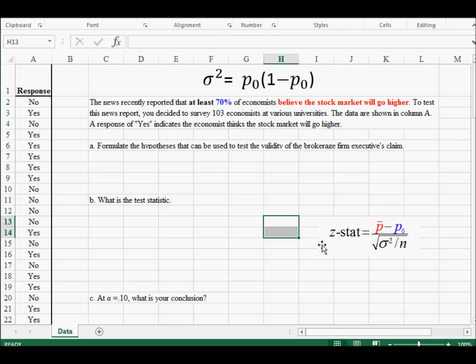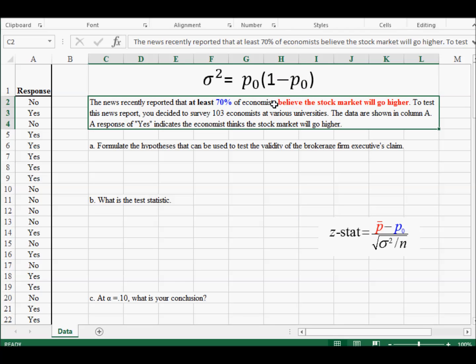Okay, so that right there is pointing to our null hypothesis. Because what does at least mean? At least means greater than or equal to. And we need the proportion of economists who believe the stock market will go higher. So this is our variable. An economist either believes this statement or doesn't. And our response variable is over here.